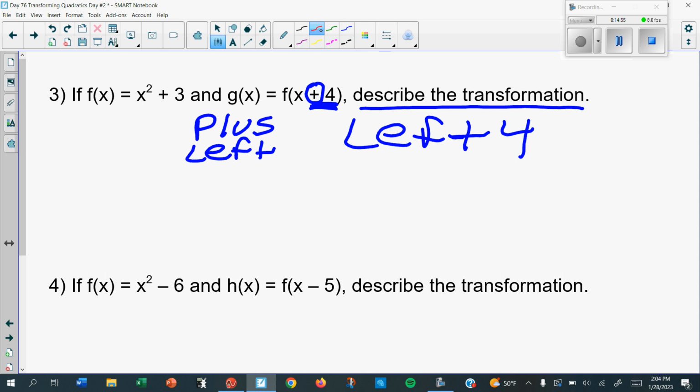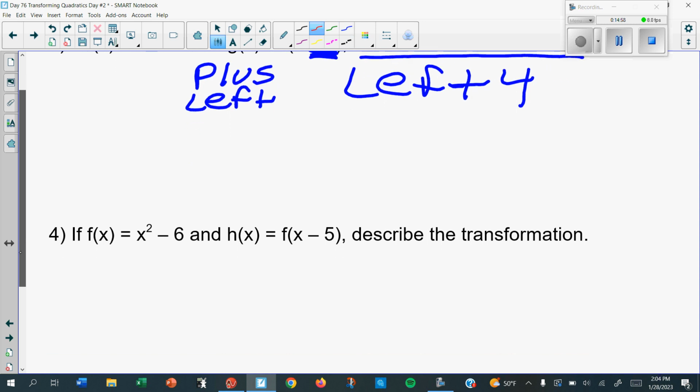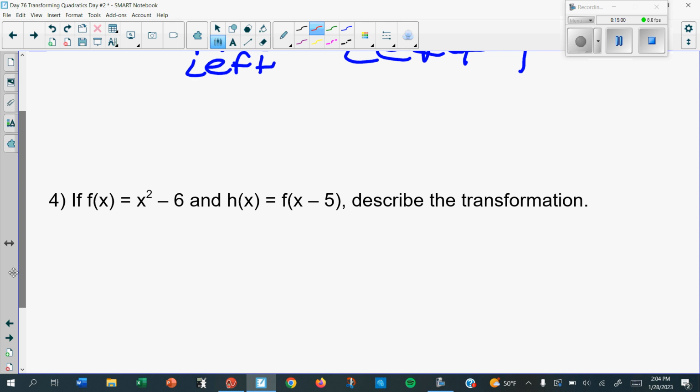Okay, the next one. That's all you have to do. Just describe the transformation. Left 4. It moved left 4. Okay, where do you see the -5? Inside or outside? It's inside.